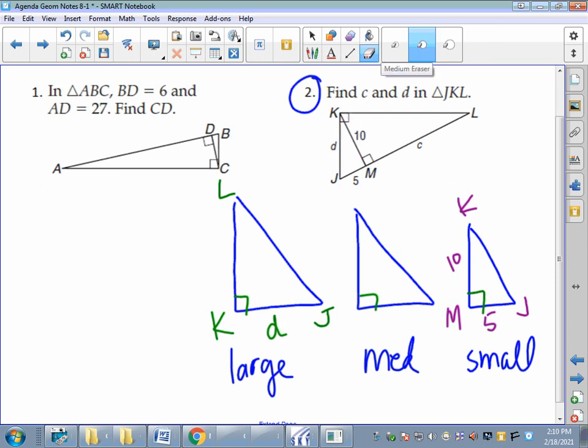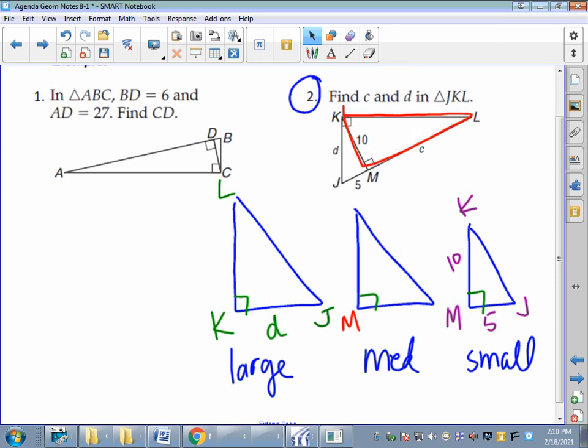Let's label the medium. You can do this in any order, of course. So in the medium, M is my right angle. Have you noticed I always start with my right angle? It's the easiest angle to start with, right? Because we can identify it, and then we can look for long or short legs.